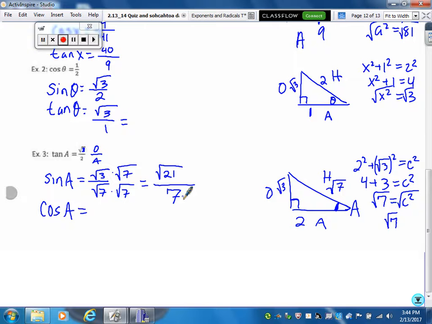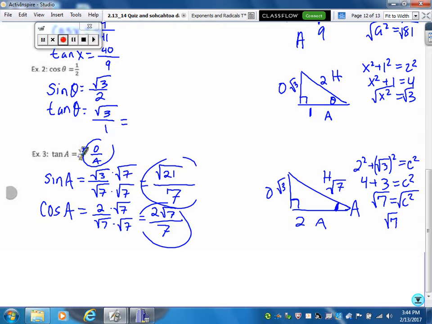Let's go to our cosine. That is our A over H. So adjacent over hypotenuse, that's 2 over the root of 7. So again, rationalize. Go ahead and do your work right here. So I get 2 root 7 all over 7 again. There we go.